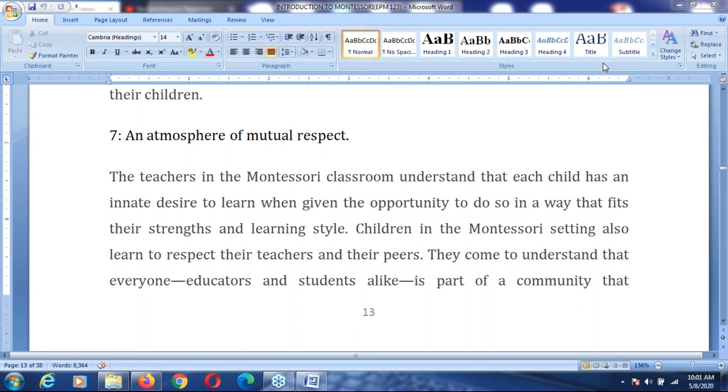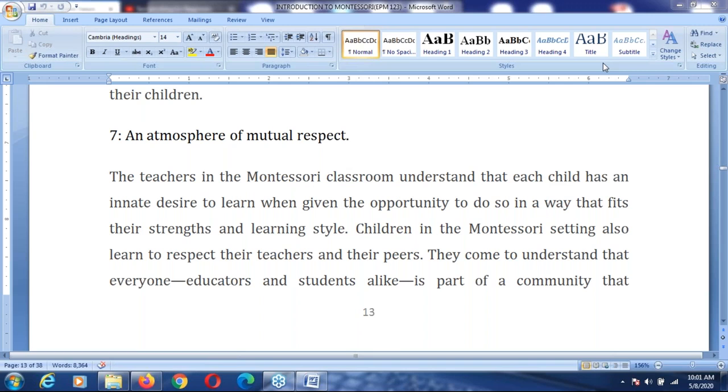Montessori education has many benefits. One, it encourages cooperative play. The teacher does not run the Montessori classroom, but the learners, the students. It is not the teacher that runs the Montessori classroom, but the learners.